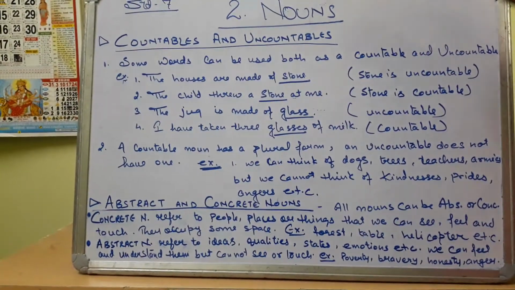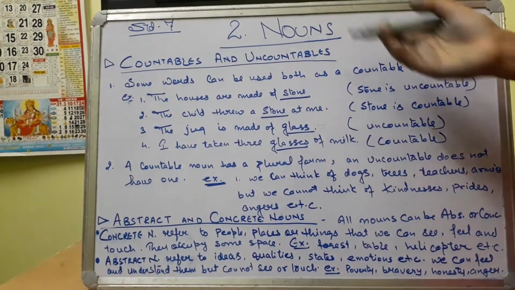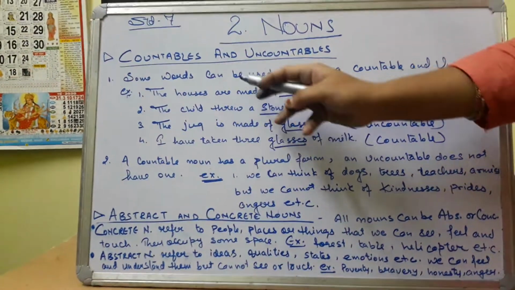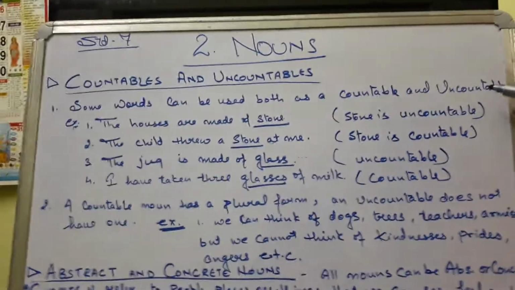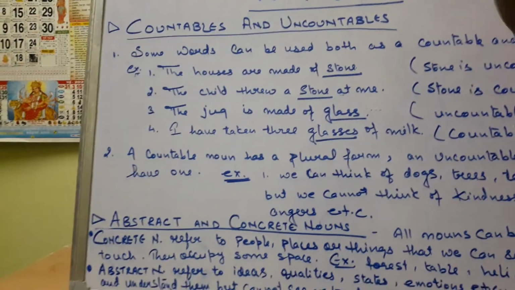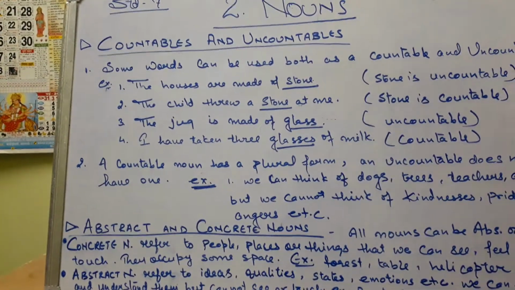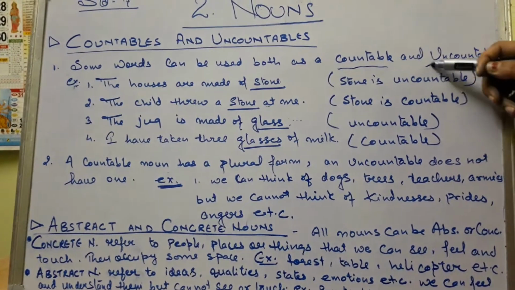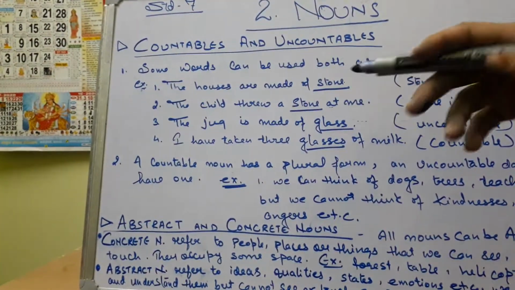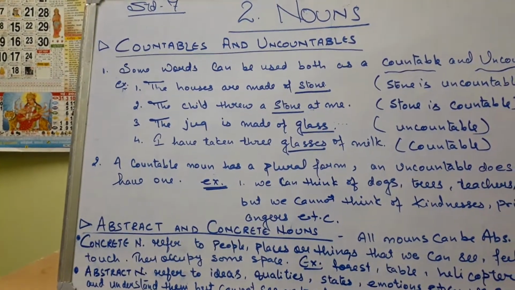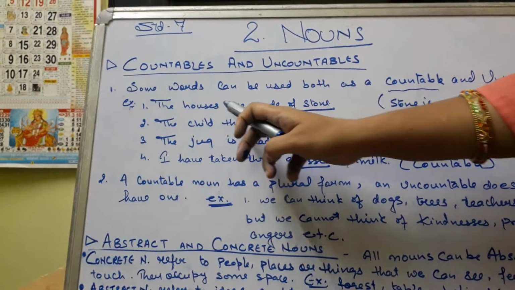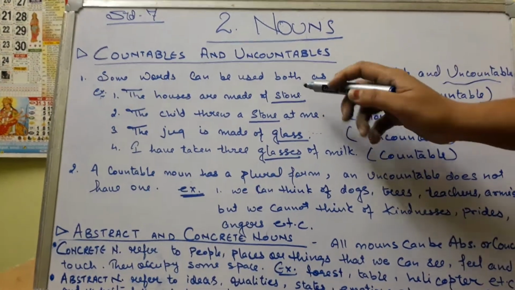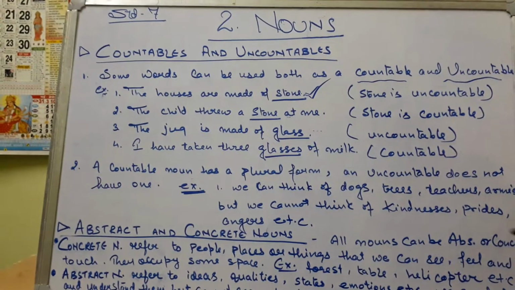And now we are going to see some notable points about countables and uncountables. Some words can be used both as countable and uncountable nouns. The nouns which are countables are countables, and the uncountables are uncountables, but there are some words that we can use as both. Nouns that show the name of a material, for example: the houses are made of stone. Here, stone is uncountable because it names a material, right?